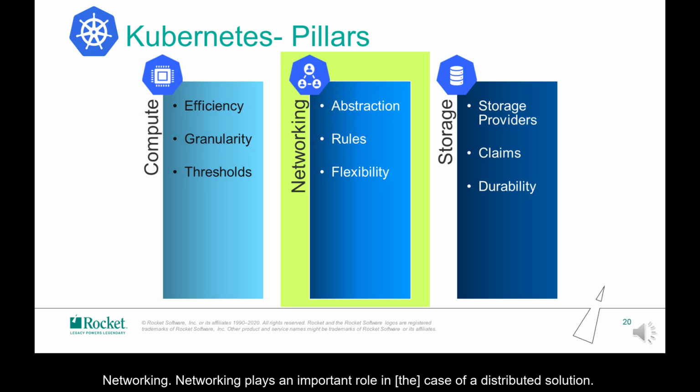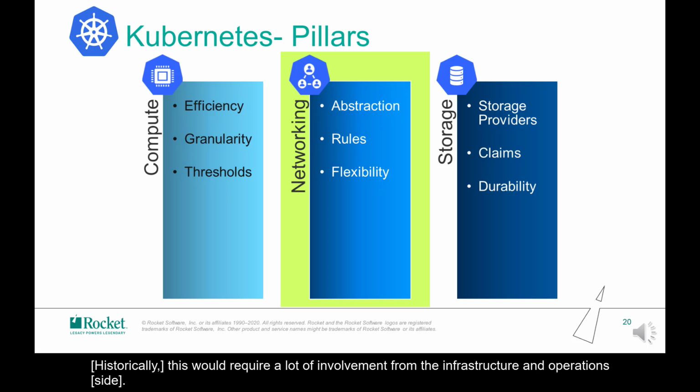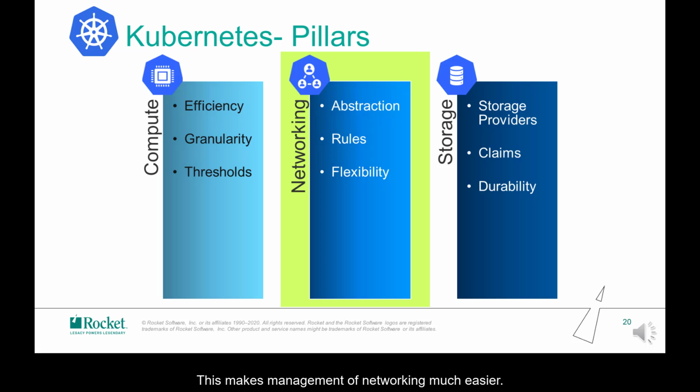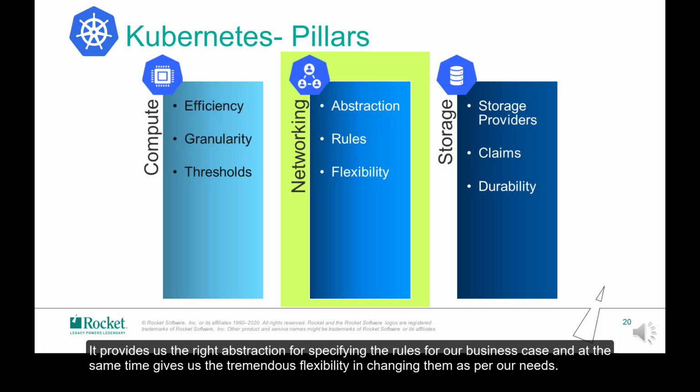Networking. Networking plays an important role in case of a distributed solution. The expectation that the intercommunication works reliably is very important. This would require a lot of involvement from the infrastructure and operations. Kubernetes takes over this part by providing constructs like overlay network, endpoints, services, and ingress. This makes management of networking much easier. It provides us the right abstraction for specifying the rules of our business case and at the same time gives us tremendous flexibility in changing them as per our needs.